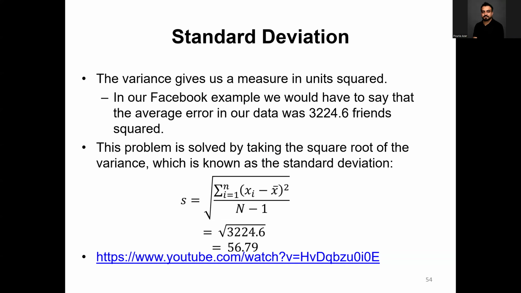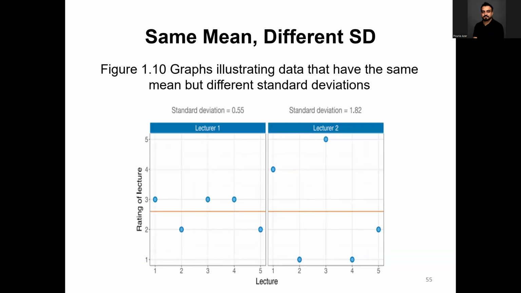This problem is solved by taking the square root of the variance, which is known as the standard deviation. The standard deviation is 56.79. This value shows that the number of friends among the 11 Facebook users is 56 friends away from the mean. Whenever we have the same mean but different standard deviations, a larger standard deviation shows that the data is more spread out.